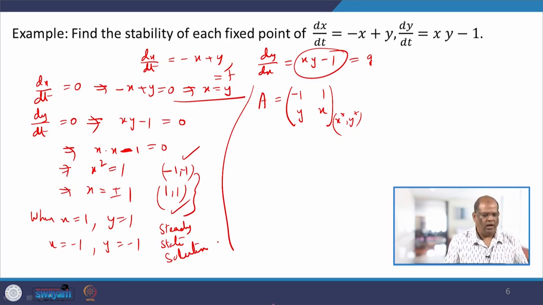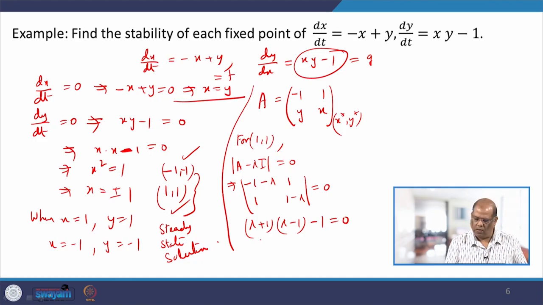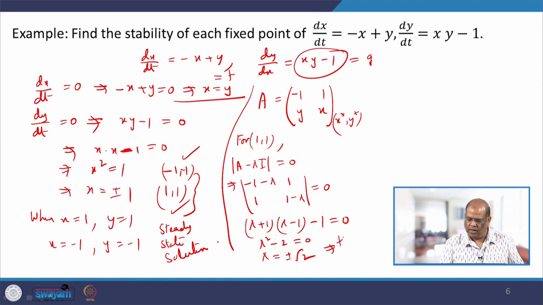So, now we have to calculate the eigenvalues. For 1, 1, we see A minus lambda I equal to 0. This will give you minus 1 minus lambda, 1, 1, 1 minus lambda, because x and y is 1, and this is equal to 0. So, if I solve this, lambda plus 1 into lambda minus 1, minus 1 equal to 0. So, I get lambda square minus 2 equal to 0 and lambda equal to plus minus root 2. So, one of the eigenvalue is positive, another eigenvalue is negative, implies the system is unstable.